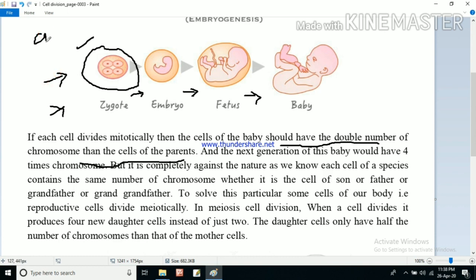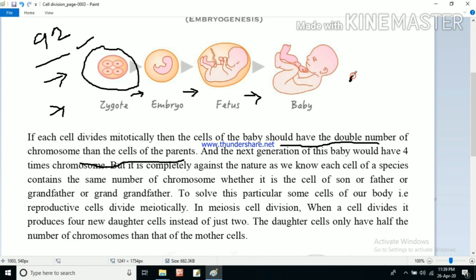The zygote will have 92 chromosomes if the reproductive cells undergo mitosis, because the reproductive cells will divide and form daughter cells, and these daughter cells will have the same number of chromosomes as the mother cells. So if all the cells divide like this, what would happen in the baby?